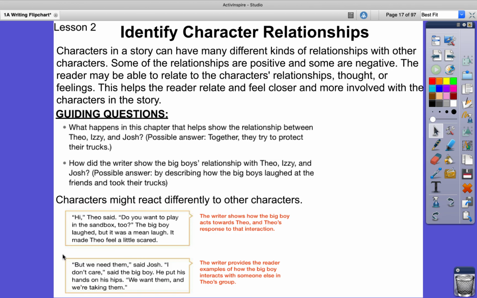Let's look at another example. "But we need them," said Josh. "I don't care," said the big boy. He put his hands on his hips. "We want them and we're taking them." The writer provides the reader examples of how the big boy interacts with someone else in Theo's group.